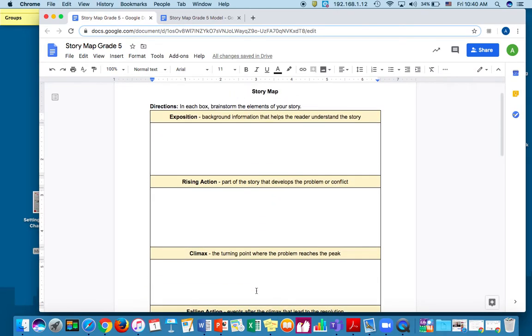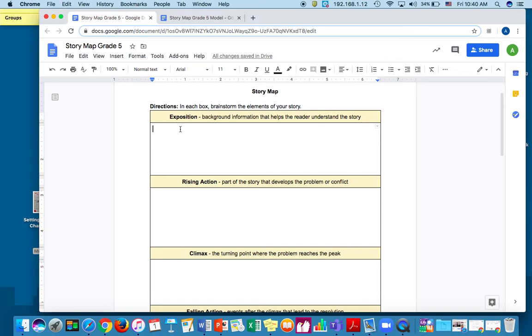You might have noticed that we also have this exposition. This is just some background knowledge so we can know about the characters, know about the setting. Since you've already had a chance to develop some of your characters and think about your setting, this part should be very easy.